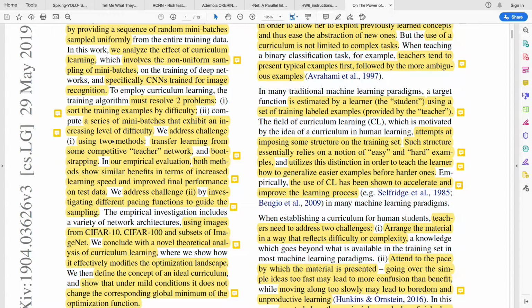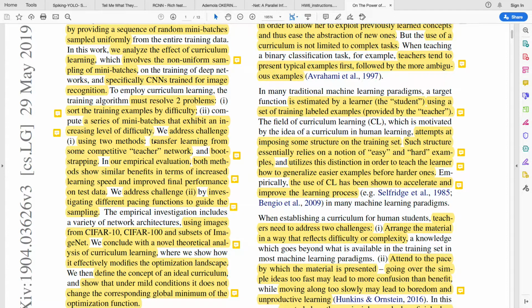Then by doing so, you are introducing imbalance in your training. So that's the challenge there. So the way they address this problem is, first they did transfer learning from some competitive teacher network. And we're going to look at that, and bootstrapping.